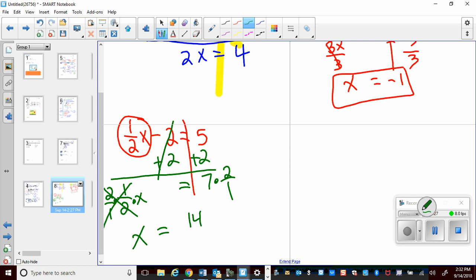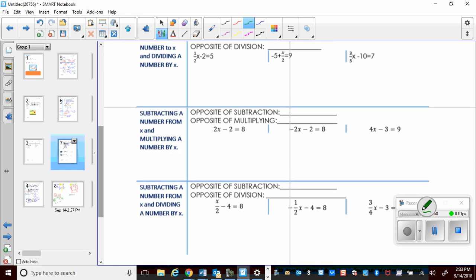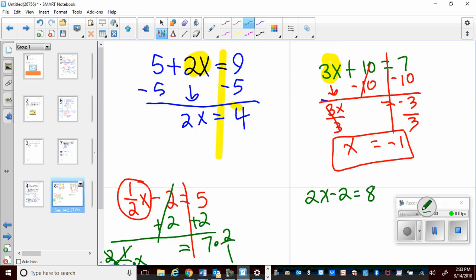I'm going to skip the next two to the right and drop down one to 2x minus 2 equals 8. Does everybody see that? We're going to do that one. Before we move on, what's the opposite of subtraction? Addition. Put a little plus sign there. What's the opposite of multiplication? Division. Here, I'll do mine. Plus, division.